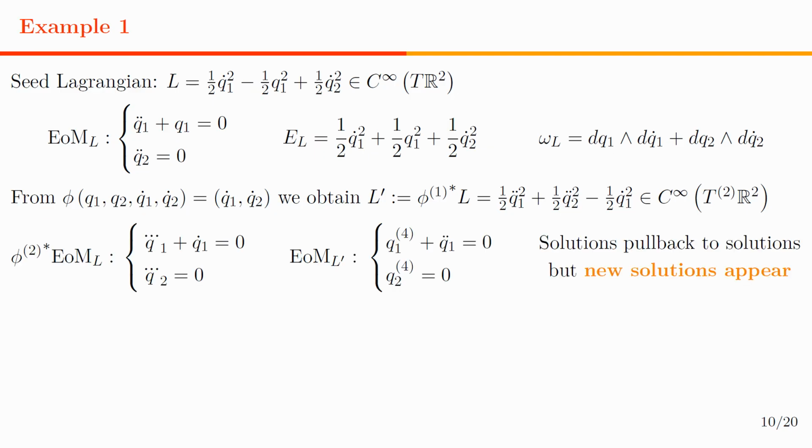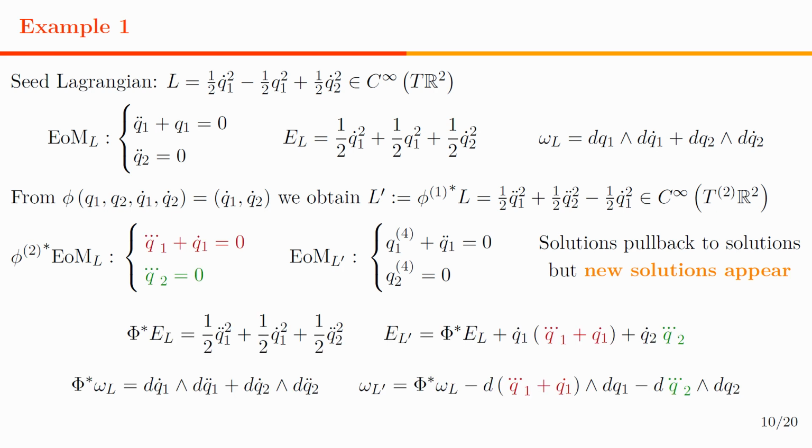We can see on the left the pullback of the seed equations of motion, on the right the equations of motion associated to the new Lagrangian. In particular, every solution of the seed system pulls back to a solution of the transformed system, but the new Lagrangian has more dynamics. The system admits more solutions, and so it's potentially able to describe more physics than the original one. We have more dynamics. This is important for cosmological purposes.